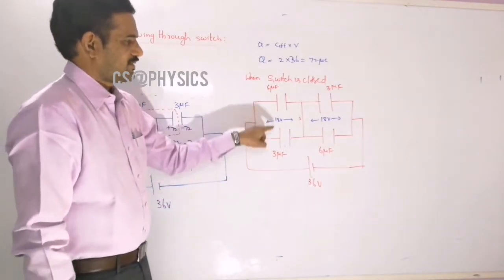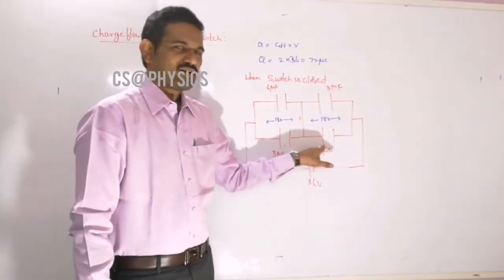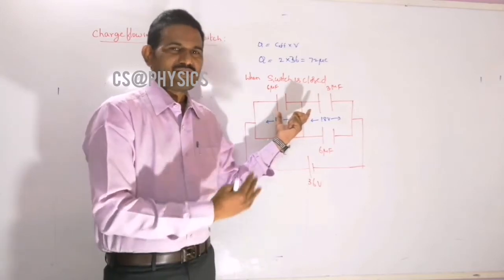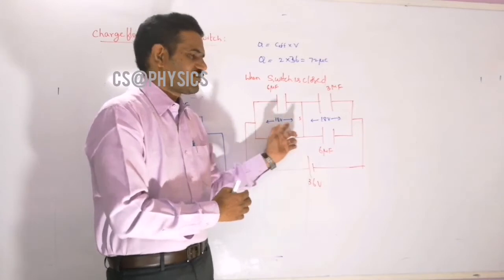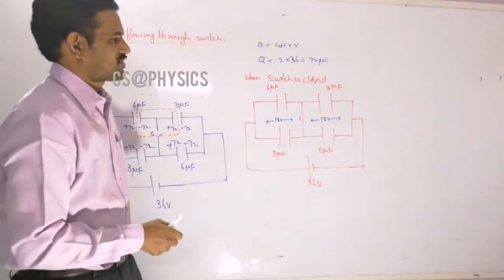These two are in parallel, so you will get 9 microfarad here, and this is another 9 microfarad you will get here. These two capacitors are in series. Both are identical capacitors, 9 microfarad and 9 microfarad. And so this applied potential will divide equally. So the potential difference will divide equally across those two capacitors there.